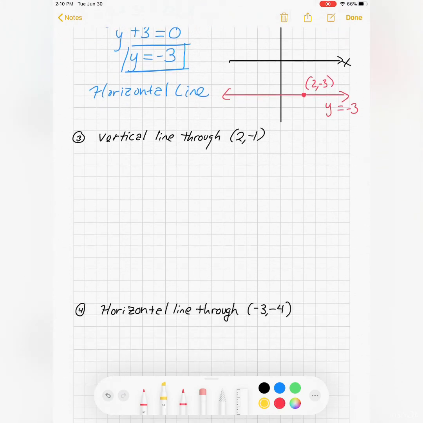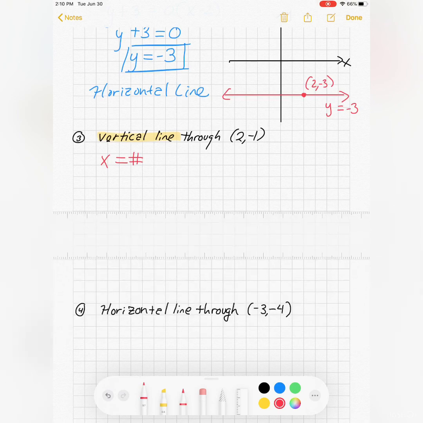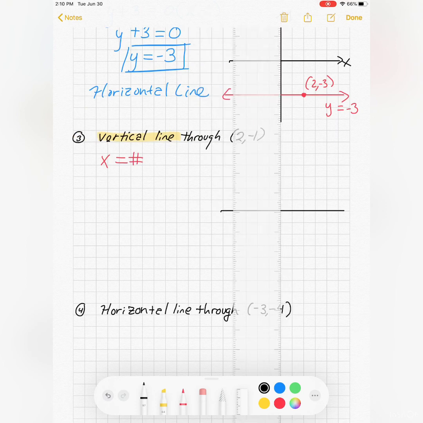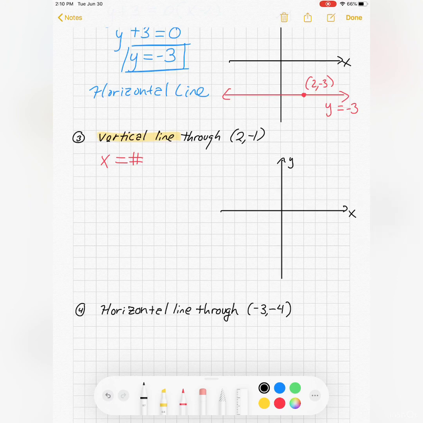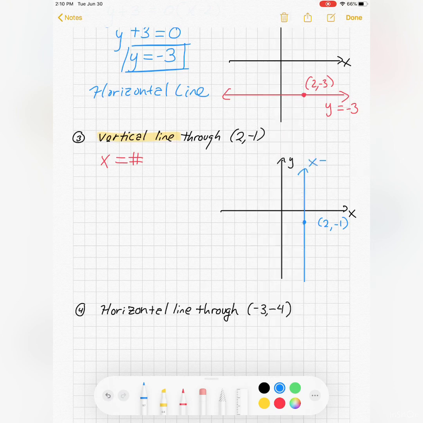Well, this is another special one. As soon as I know I'm dealing with a vertical line, I know vertical lines are always of the form x equals number. So I should really be able to do this one without doing really any work. Do a quick sketch. Let's see. Here's the point. I know the line is vertical. It's going to look like so. So what is the x going to be equal to? The x is going to be equal to 2, right?